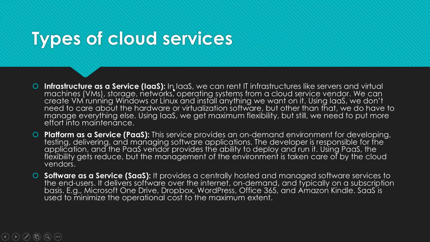Infrastructure as a service: in IaaS, we can rent information technology infrastructure like servers, virtual machines, storage, networks, and operating systems from a cloud service vendor. We can create a virtual machine running Windows or Linux and install anything we want on it. Using infrastructure as a service, we don't need to care about the hardware or virtualization software, but other than that, we have to manage everything else. We get maximum flexibility, but we need to put a lot of effort into maintenance, because infrastructure consists of servers, virtual machines, networks, and operating systems.